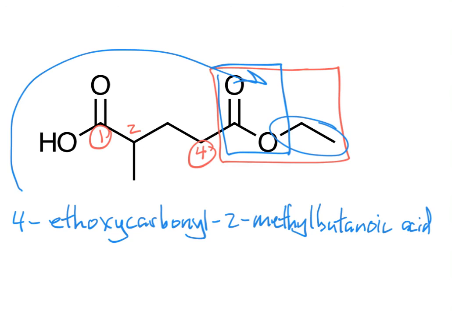All right, so having molecules that have 2 very high priority functional groups is actually kind of rare. So this use of ethoxycarbonyl, for example, you're not going to see that a lot in common organic chemistry molecules, but I wanted to show you at least one example when you have 2 very high priority functional groups, how you handle the terminology there.